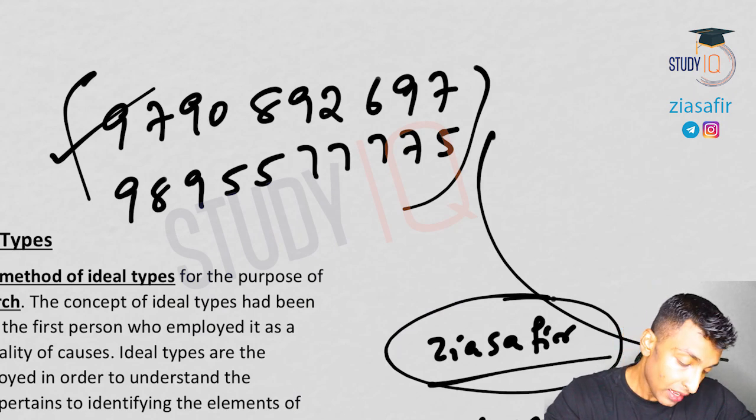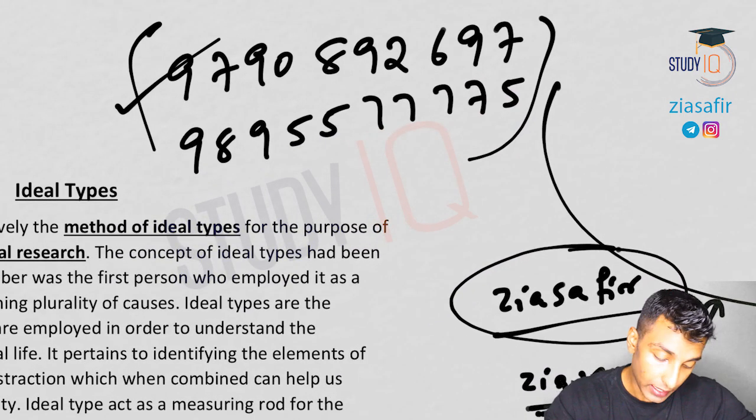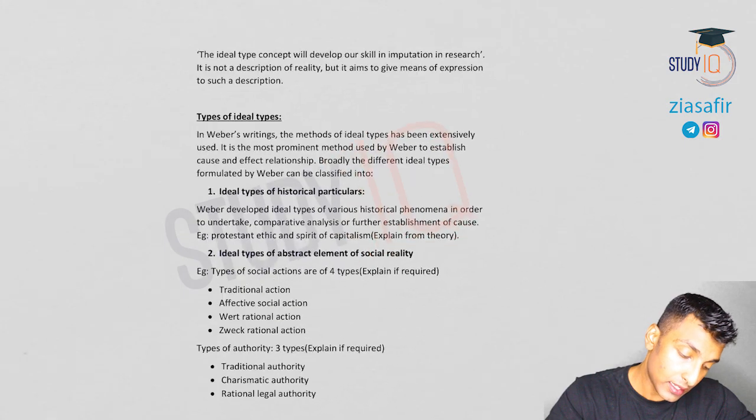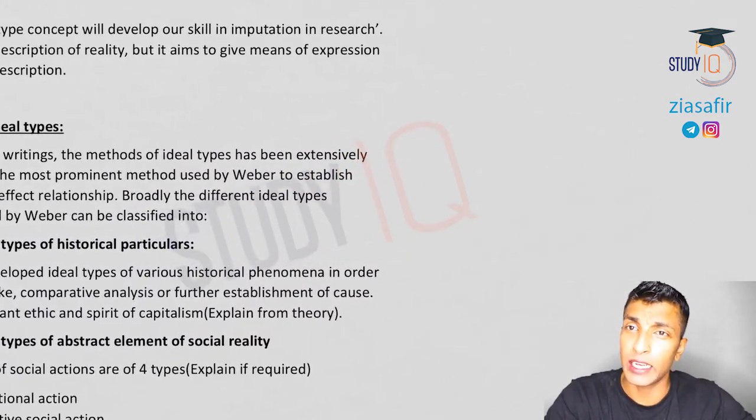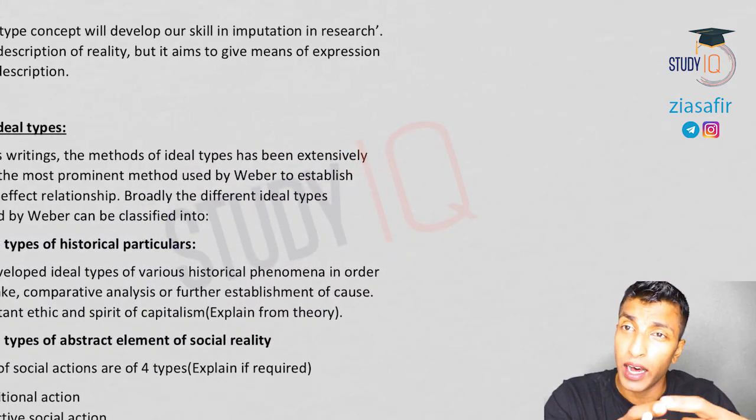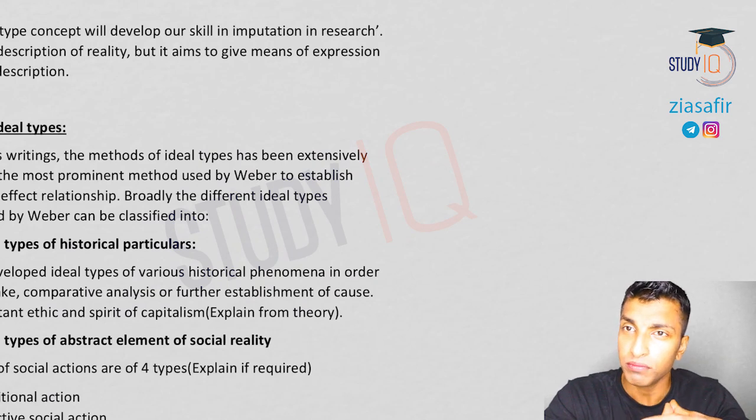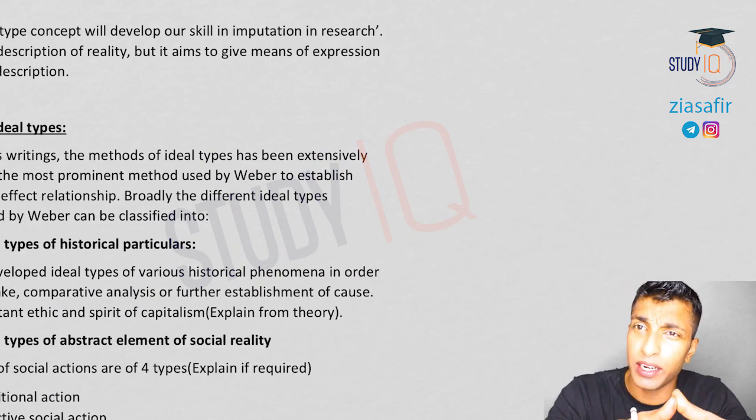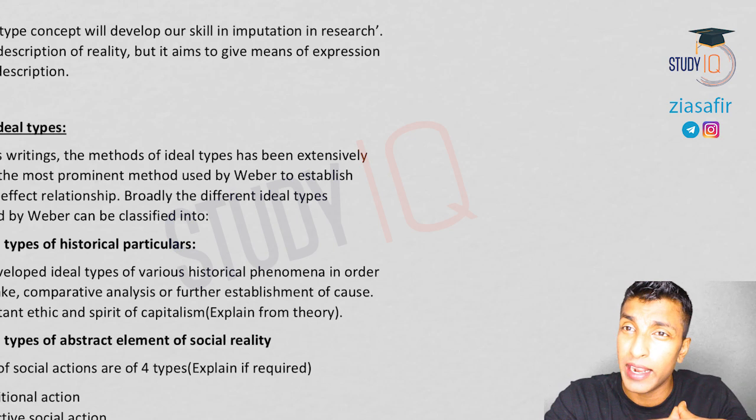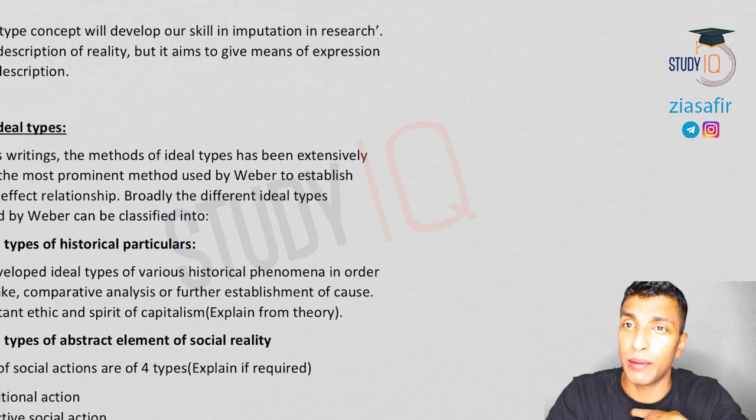Okay, so let's get started with ideal types. As we have already discussed before, what do you mean by ideal types? Ideal types in simple terms are nothing but the regularities. So when I'm talking about ideal types of family, I'm talking about regularities of family. That means regularly seen or understood elements of family.